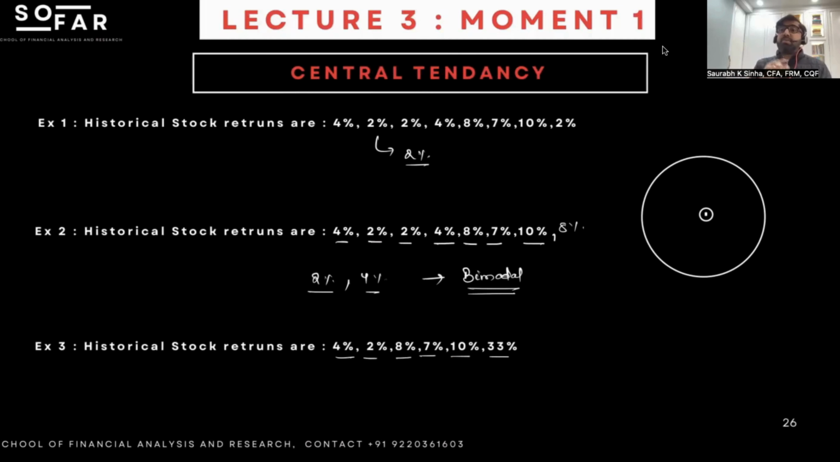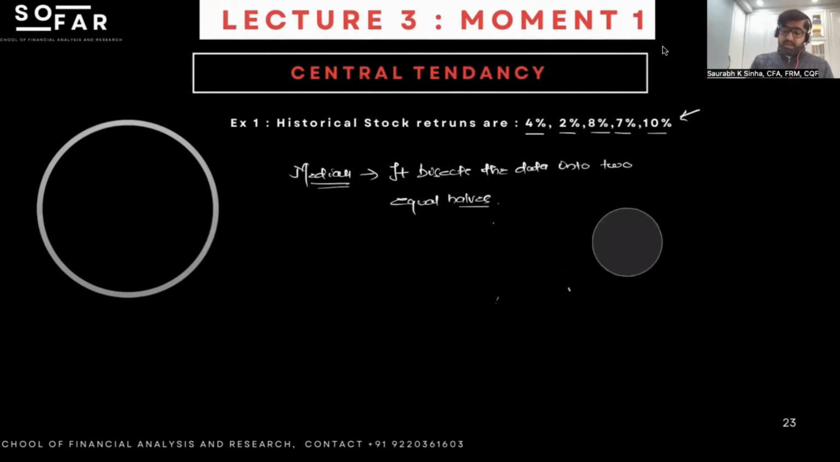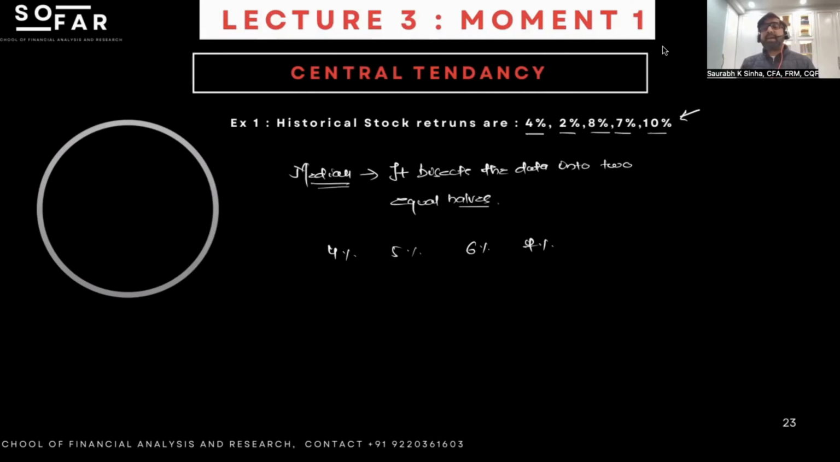And similarly, there is a problem related to mean. There is a problem related to median. Let's understand the problem in median and mean. Now, what if the data is, say, 4%, 5%, 6%, and 7%? If I ask you to calculate, the mean would be 5.5 and the median is also 5.5. Perfect. Now, what if I change 7% to 70%? The median will remain 5.5, but the mean, if you calculate 4%, 5%, 6%, and 70.